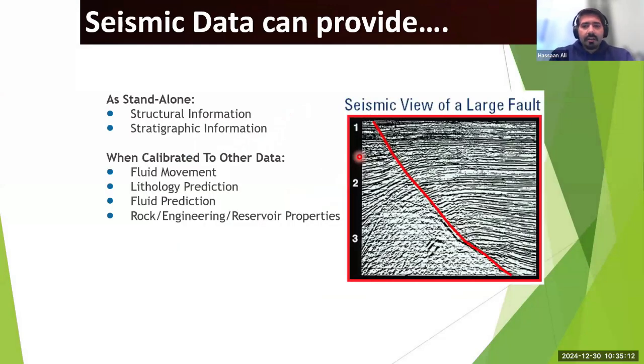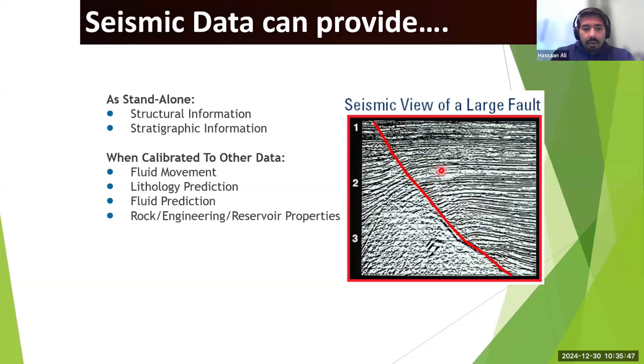So seismic data can give you a lot of information. On its own, it can give you structural information as well as stratigraphic information of the reservoir. For example, what you can see over here is that seismic can actually determine a large tectonic fault as well. But when it is overlapped and calibrated with other data that you are acquiring through the wireline system, it can actually give you information about the fluid movement.